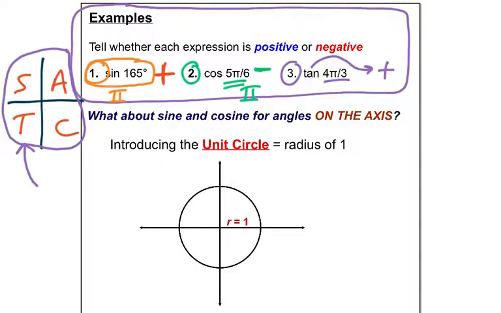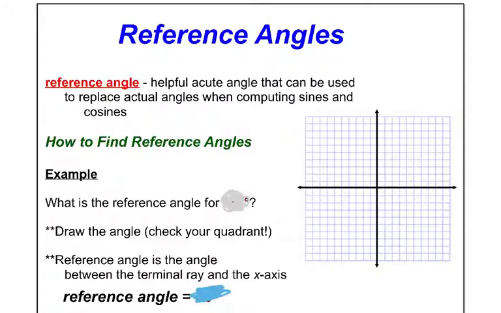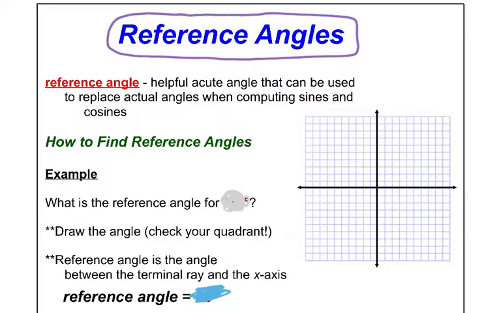Good. One last thing before we go. I'm going to skip ahead a little bit, and we're going to talk about reference angles to help us figure out how we can find the trig of really big angles. Once we get past the first quadrant, we're going to need these little reference angles to help us out. Reference angles, basically, as you see here, are little helpful small angles, acute, meaning less than 90, that can be substituted for the actual big angles when I try to find the trig of them.